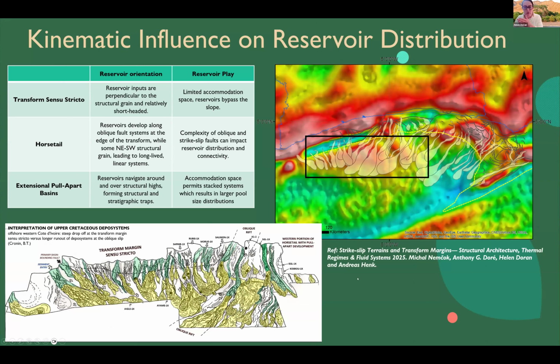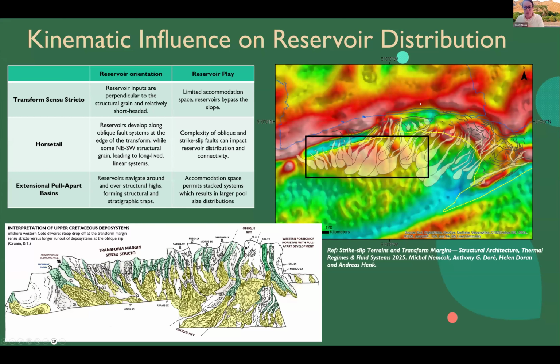As the horsetail evolves into more extensional setting, and for those of you who know the margin well, that occurs in the vicinity of the Payon field, and I'm hoping you can see my cursor, which is marked by this very long linear northeast-southwest orientated reservoir input system almost in the middle of the picture. I'm not sure if you can see my cursor, apologies if you can't.